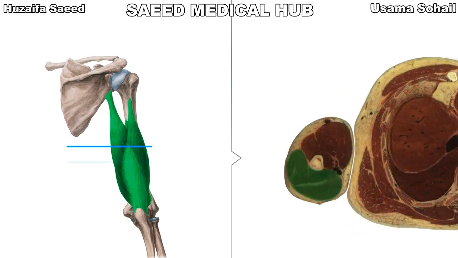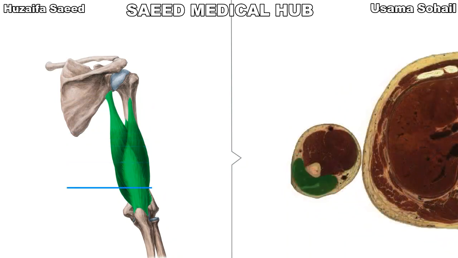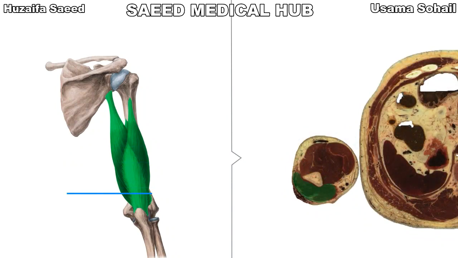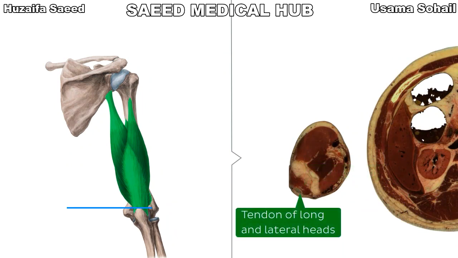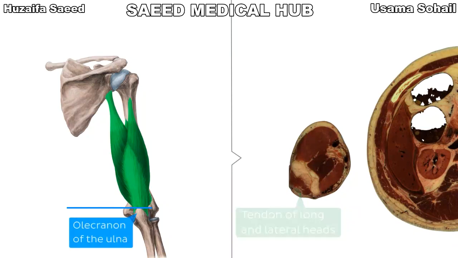However, in the distal half of the arm, we can see the reverse, with the triceps brachii now being smaller in comparison to the anterior muscles. When we reach the distal end of the arm, we can see the medial head of the triceps brachii, as well as the tendon of the long and lateral heads more superficially. And it's important to note at this point that the triceps brachii will continue on from here to insert onto the olecranon of the ulna.